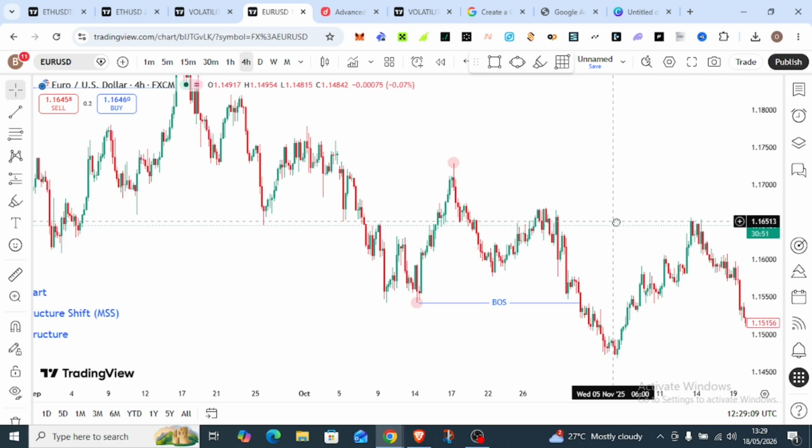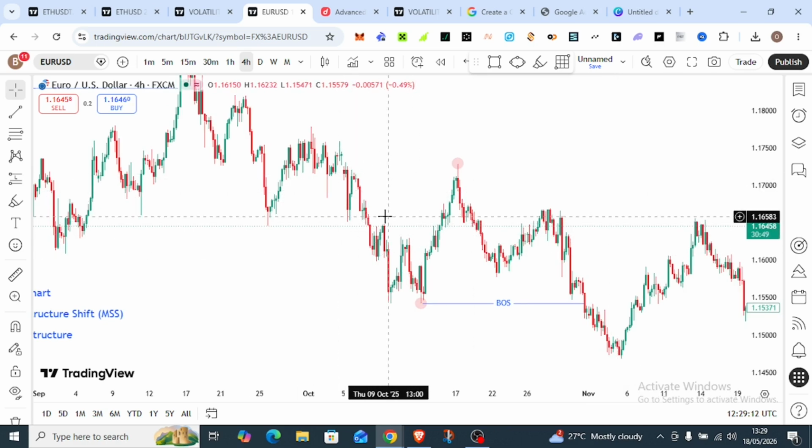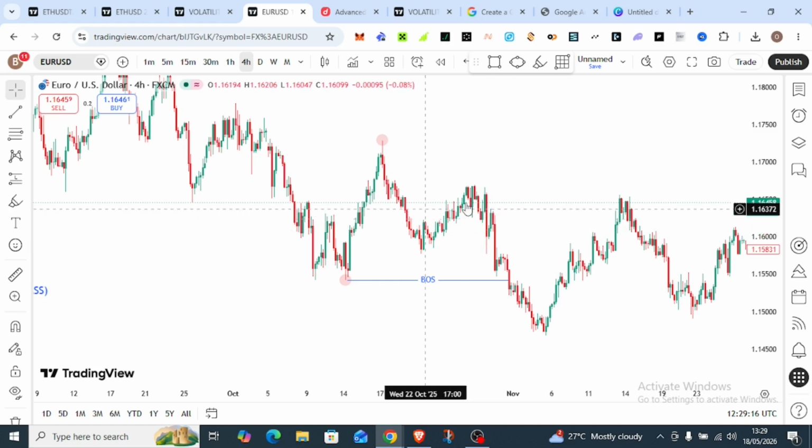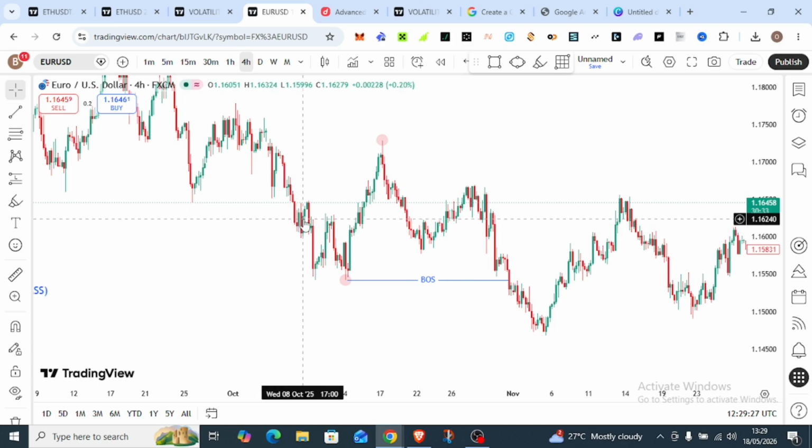I'm not going to dwell much on identification of structure because this is just a beginner's class. In the next video, I'm going to explain and do multiple examples so that you can grab it. Make sure you watch the next video. Let's move to the next thing. The next thing is break of structure.